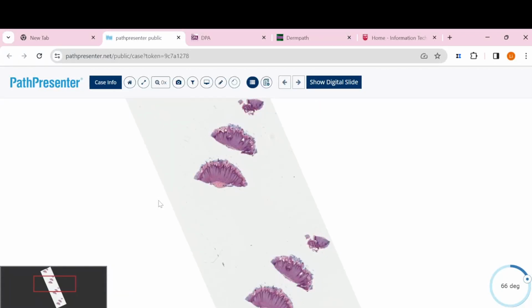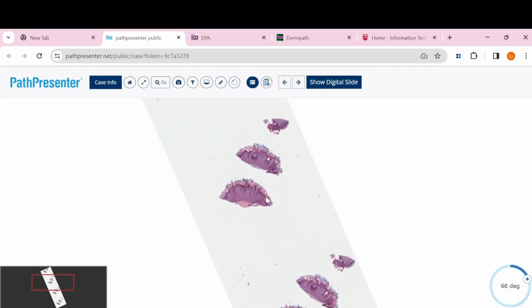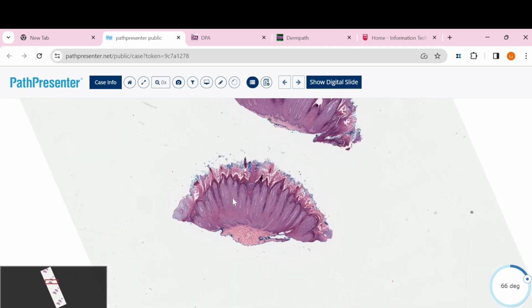Verruca vulgaris, HPV infection. Just like when we say warty looking, that means we have this papillomatosis, these finger-like tips just going out, forming this structure. So this is a wart.